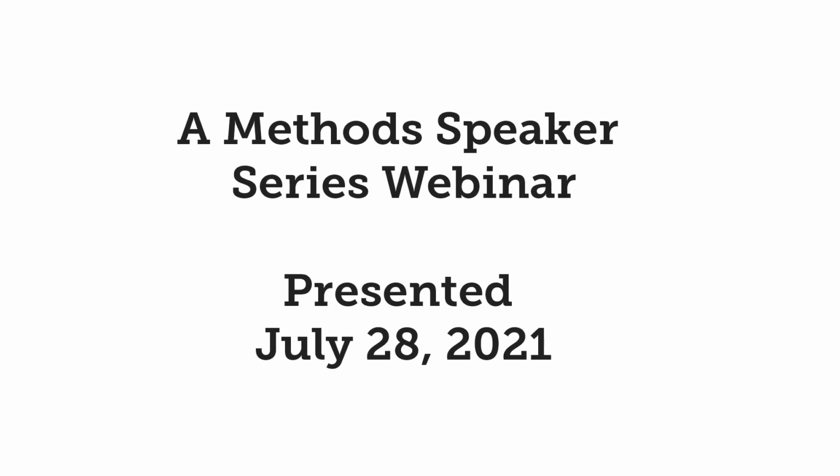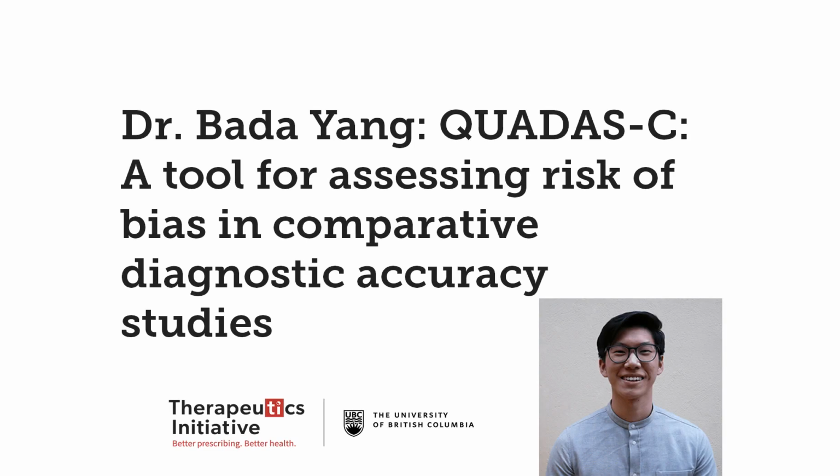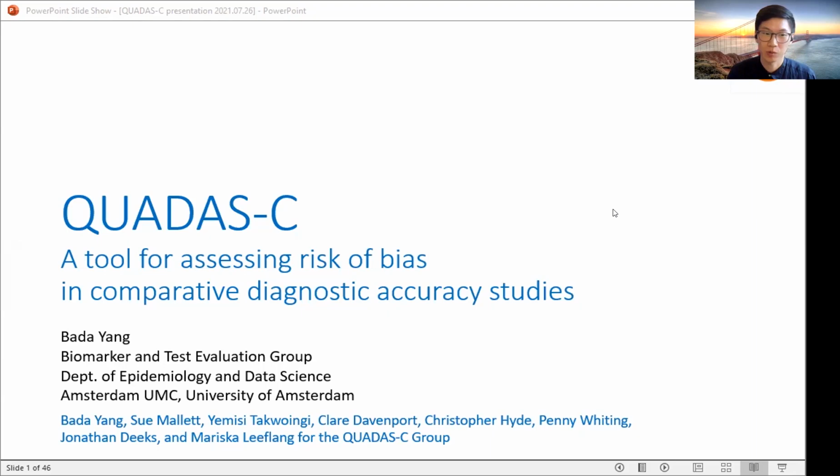My name is Bada Yang. I'm a medical doctor and I'm a PhD candidate at the University of Amsterdam, Amsterdam UMC, Department of Epidemiology and Data Science. And as you all know, we'll be talking about QUADAS-C. That's the new risk of bias tool for assessing comparative diagnostic accuracy studies. QUADAS-C is also an extension to the widely used QUADAS-2 risk of bias tool. That's for diagnostic accuracy studies in general.